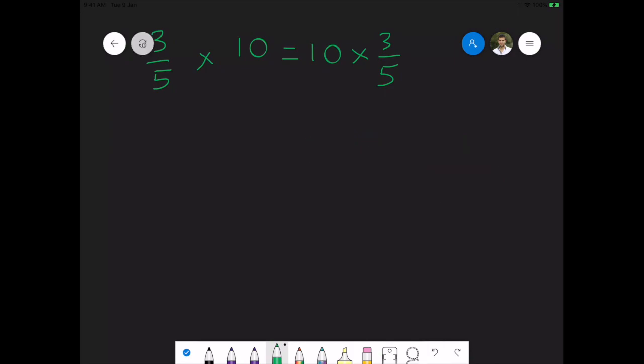If I look at this equation carefully, I can also simplify it by looking at the numerator and denominator. I can see that 10 and 5 have a common factor, and this will be 5. I can divide both by 5, so 10 divided by 5 is 2, and 5 divided by 5 is 1. So my numerator now is 2 times 3, which gives me 6, and 5 divided by 5 was 1. 6 divided by 1, the answer again is 6.